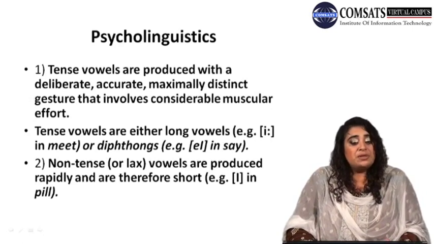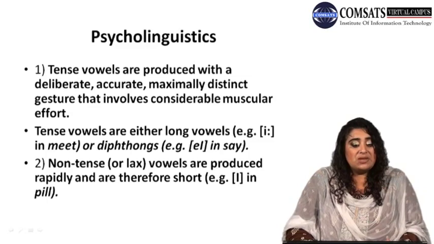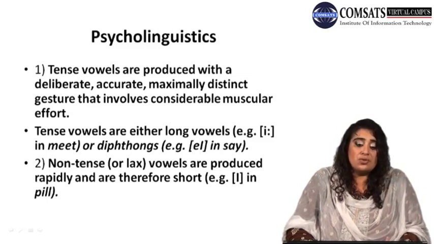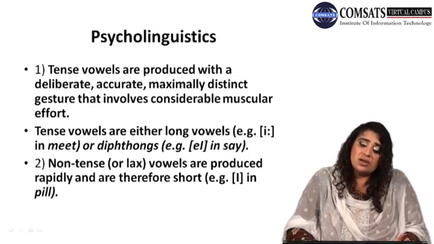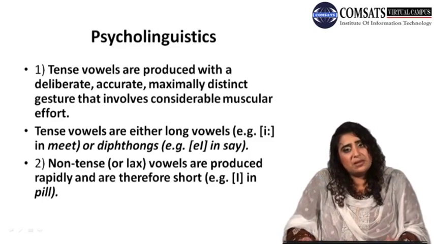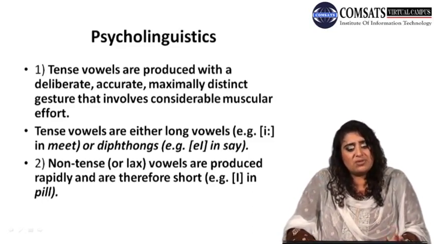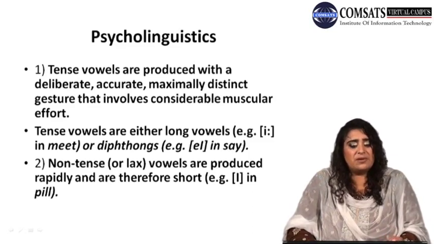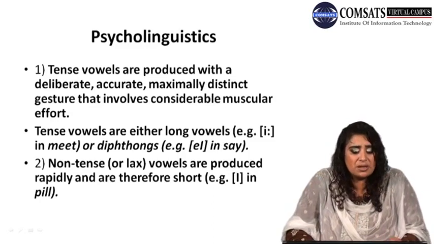Tense vowels are produced with a deliberate, accurate, maximally distinct gesture that involves considerable muscular effort. So tense vowels, क्या हुए कि वो आपके production जो है, they are produced deliberate, यानी जानबूझ के, accurate, maximally distinct gesture that involves considerable muscle effort. आपकी muscular effort बहुत ज़्यादा ज़रूरी होती है tense vowels की sounds देने में.